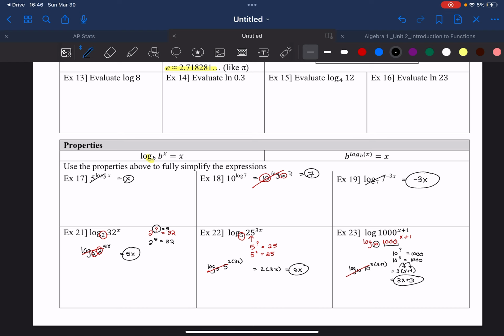Okay, so that is how I would simplify each of these logarithms based on the property that if the base of the log and the base of the exponent match, it can cancel out.